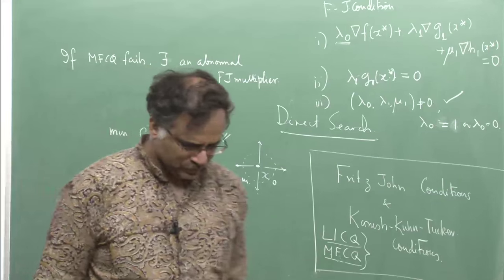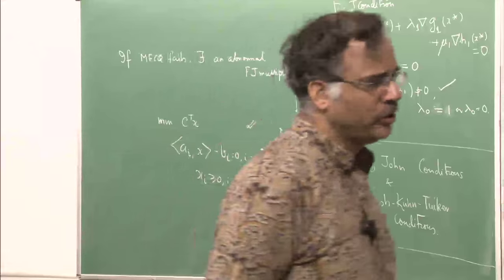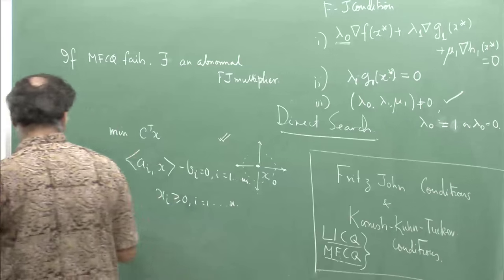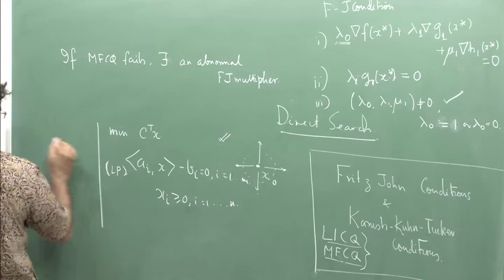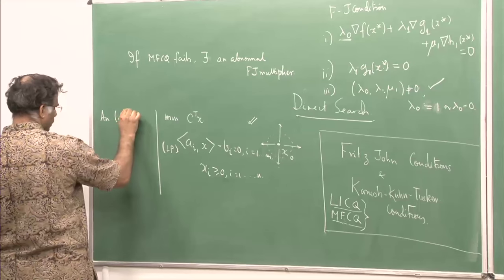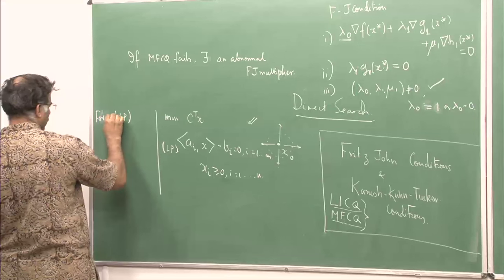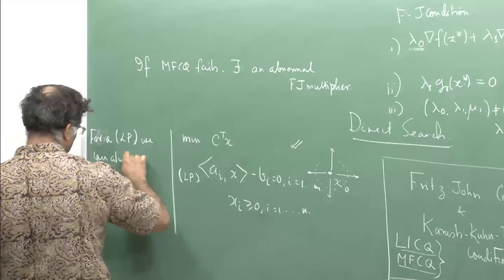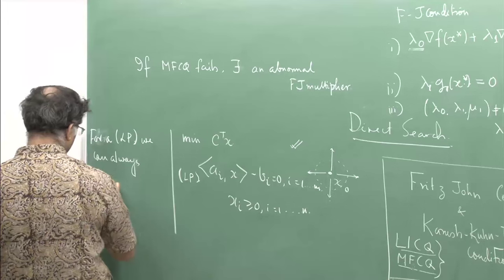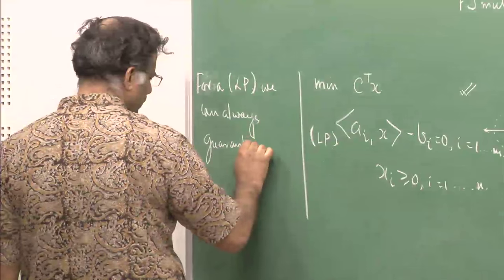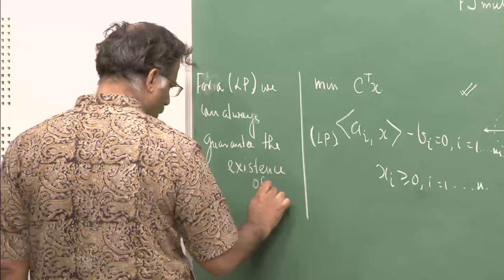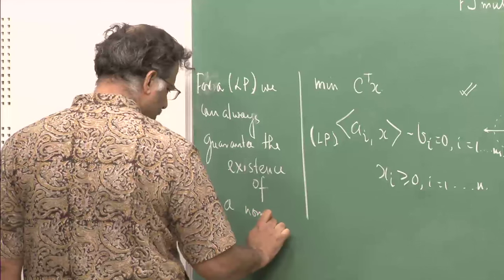For a linear programming problem, there always exists a Karush-Kuhn-Tucker point, without any constraint qualifications. So, this is a very, very important result. For an LP, we can always guarantee the existence of a normal Fritz John multiplier.